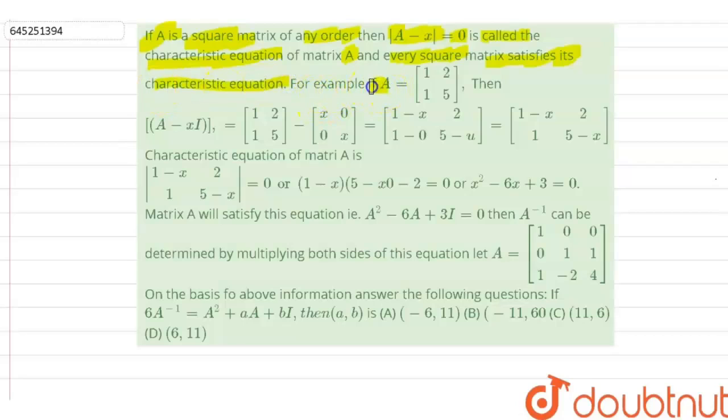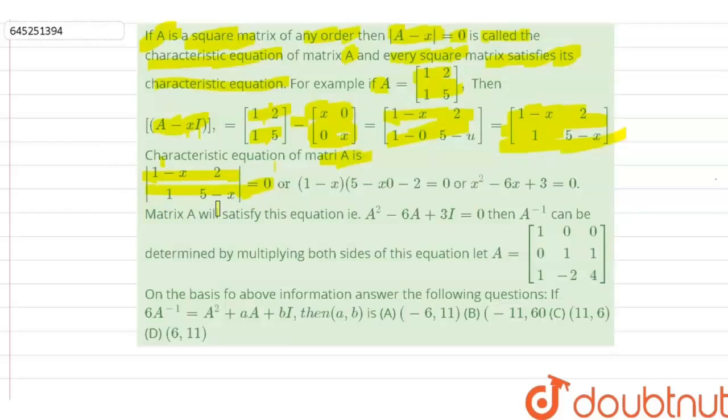For example, if A is [1 2; 1 5], then the matrix A minus XI is equal to this. You can see clearly, I can write this A matrix here minus X times this identity matrix here. Now it will be equal to this. You can see clearly, I can subtract this matrix, and it will result in this simply. So the characteristic equation of matrix A will become this equals to 0.